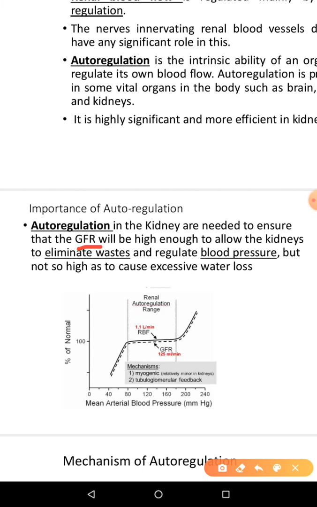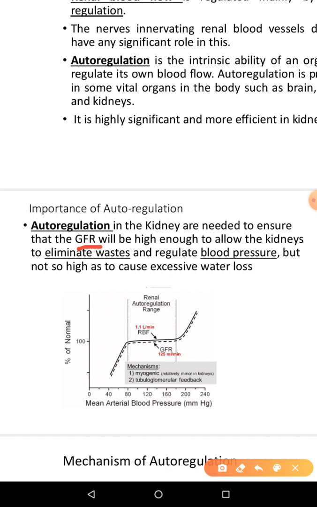We know there is 1,200 mL of blood flowing to the kidneys per minute. We want to maintain this blood flow because the kidneys play a very important role in removing toxic materials, such as urea, uric acids, creatinine. These need to be eliminated out of the body. That's why we need a constant supply of 1,200 mL per minute for it to achieve its function. So to ensure that, this mechanism of autoregulation should be in place.